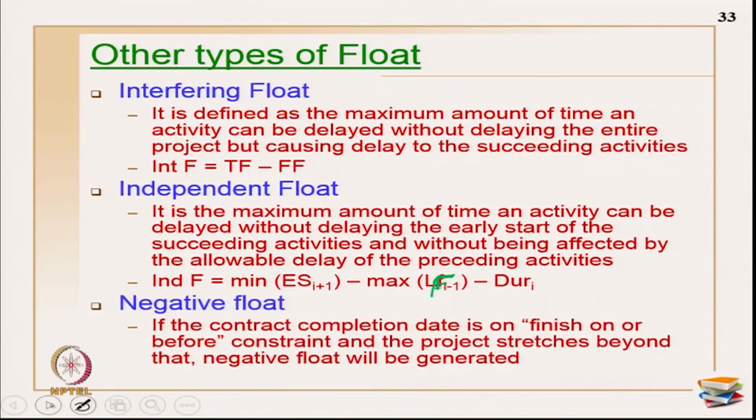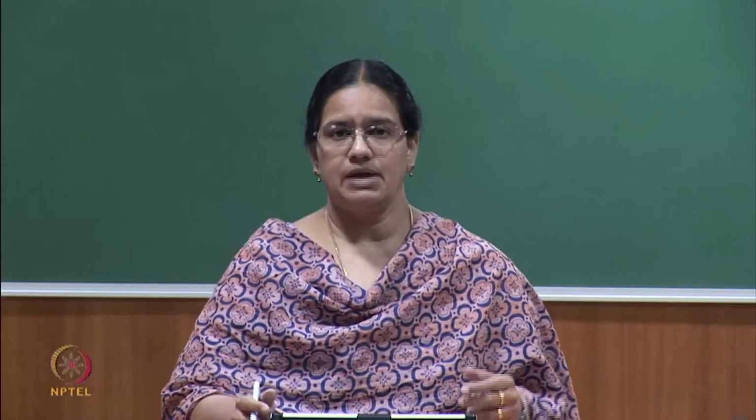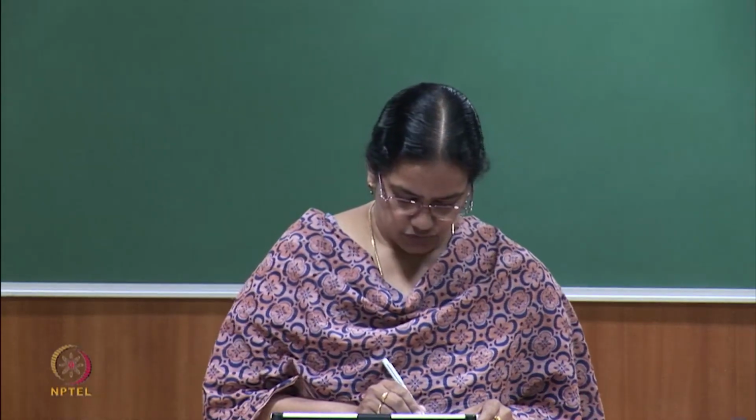my independent float. Okay. Negative float: sometimes in the contract, the completion date may be a definite date, called finish on or something, a definite constraint given there, and sometimes the project expands or delays beyond that when you are putting in all your constraints, resources, schedules and so on. What happens is your project schedule may go to a date which is beyond even the planned schedule completion date. Then you may have a negative float coming into the whole project. Okay. That is primarily called negative float.